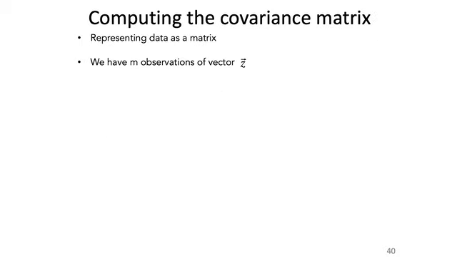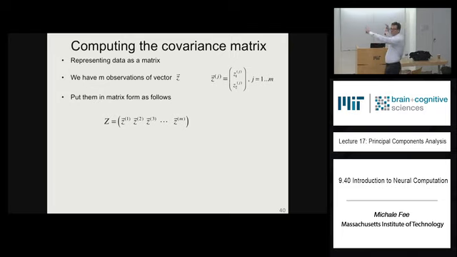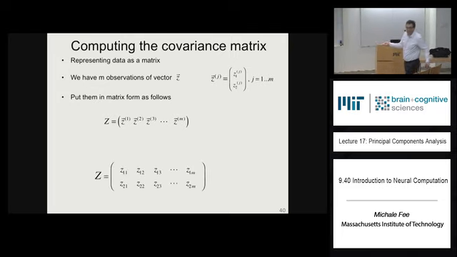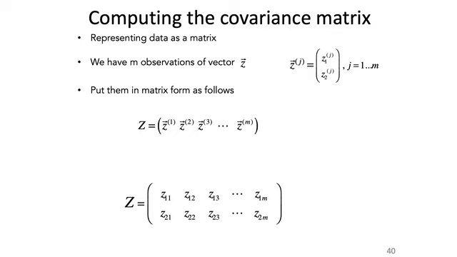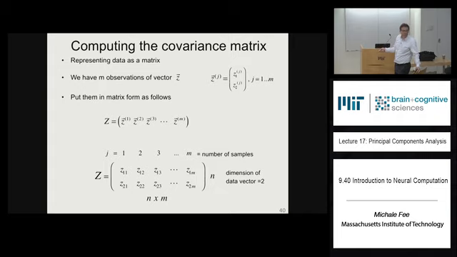All right, so if we have m observations of vector z, we put them in matrix form. Okay, so we have a big, long data matrix like this. There are m observations of this two-dimensional vector z. The data vector has dimension 2. There are m observations, so m is the number of samples. So this is an n by m matrix, right?